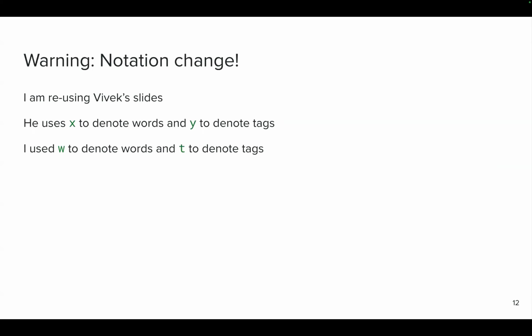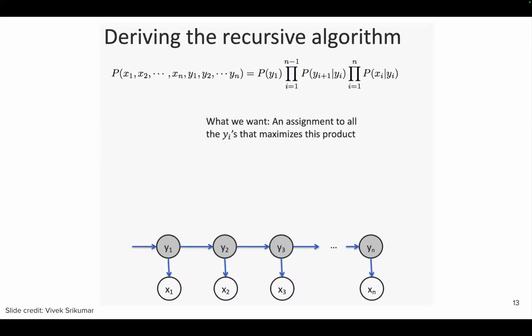Okay, so now I'm going to use Professor Vivek Srikumar's slides, and there is going to be a slight change in notation. I used W to denote words, he uses X, and he uses I to denote tags, where I use T. So now we are going to switch to X and I. X are words, I's are the part of speech tags, which makes sense because usually we use X, Y for input outputs. All right, so now we are introducing that more efficient algorithm for inferring part of speech tags.